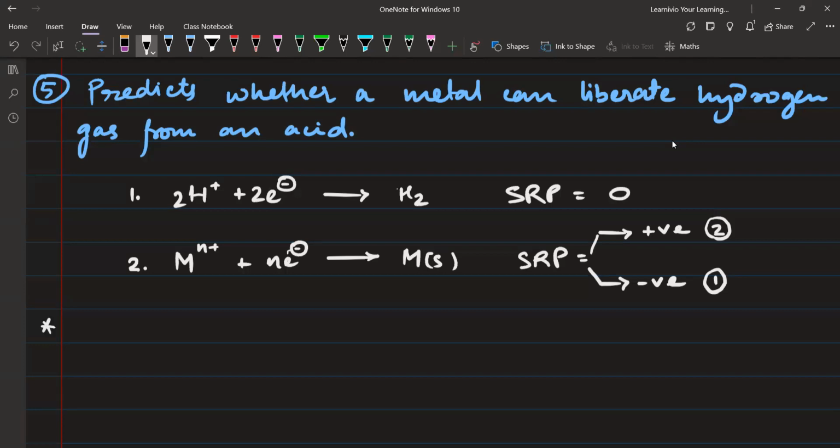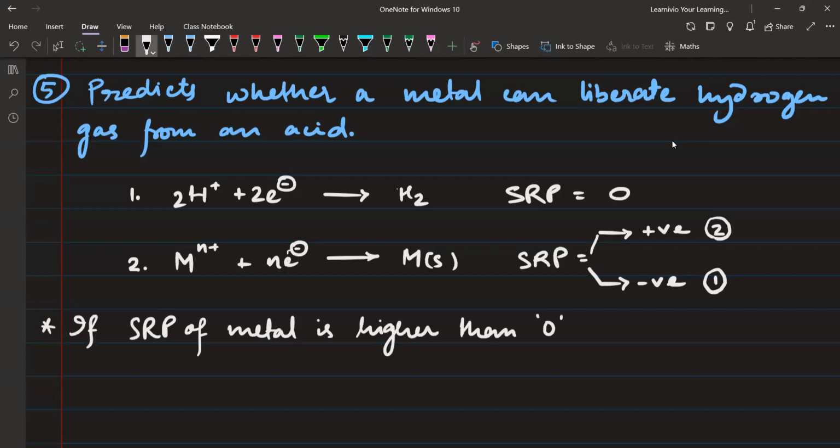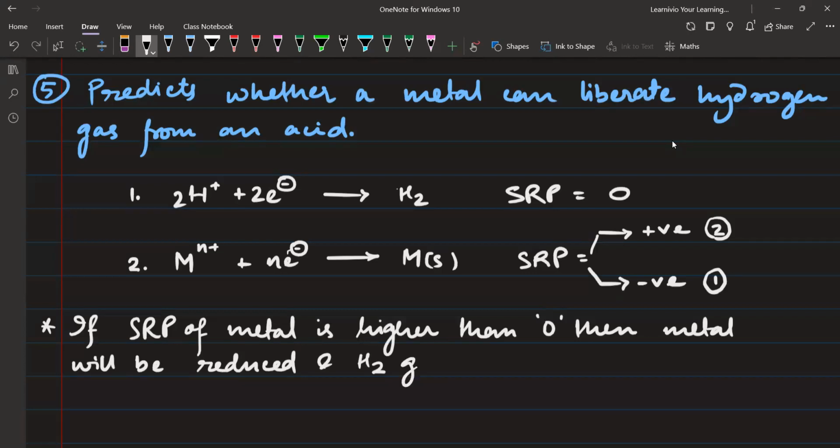Right? So please write: if SRP of metal is higher than zero, then metal will be reduced and H2 gas will not be liberated.